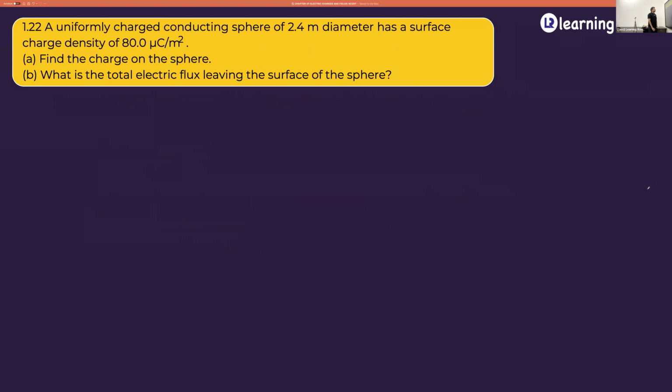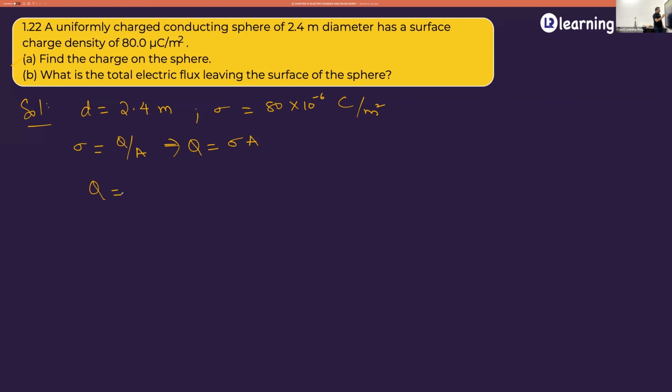So this one. A uniformly charged conducting sphere of 2.4 meter diameter has a surface charge density of 80 into 10 power minus 6 coulomb per meter square. Find the charge on the sphere. It's very simple. You know that sigma is equal to Q divided by A, which implies Q is equal to sigma into A. The value of sigma is 80 into 10 power minus 6, and A is 4 pi r square. When d is 2.4, r will be 1.2 meter.